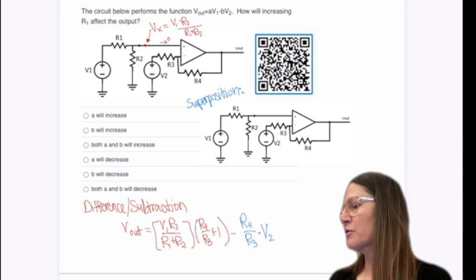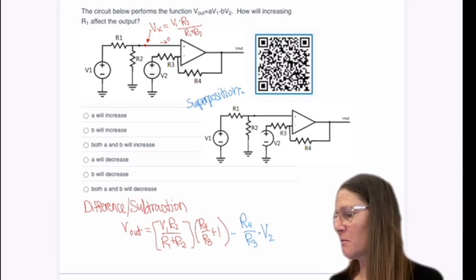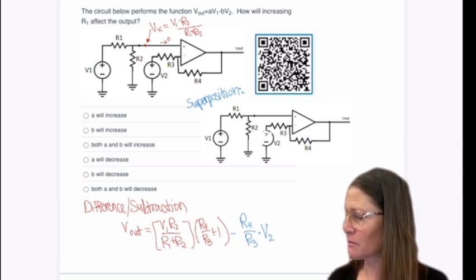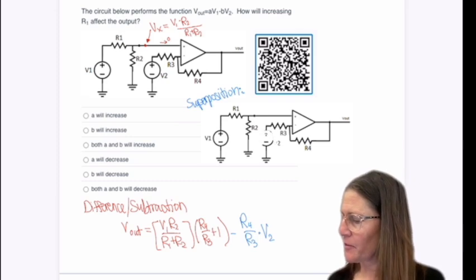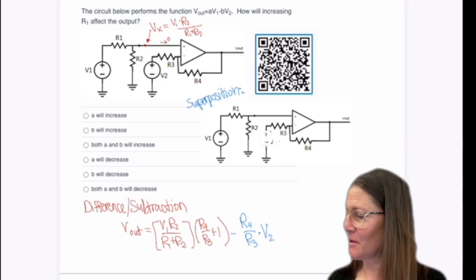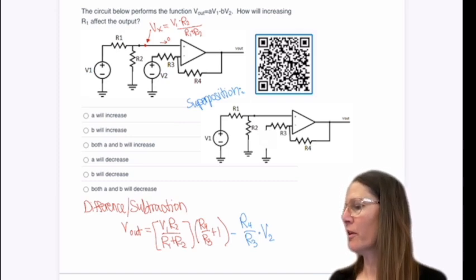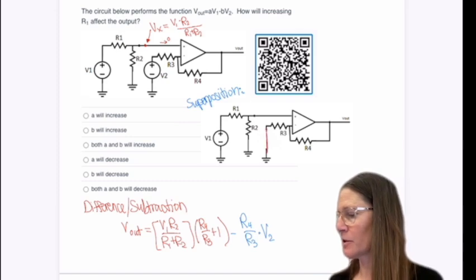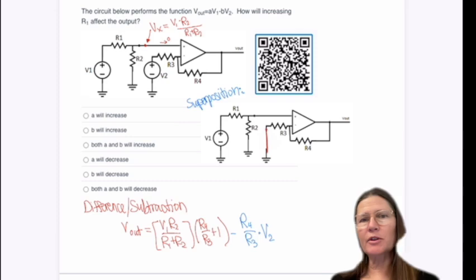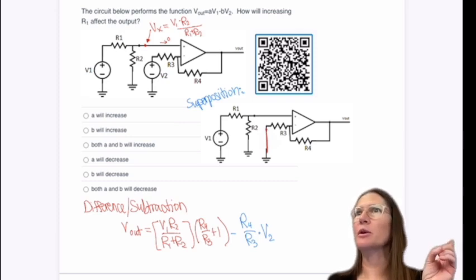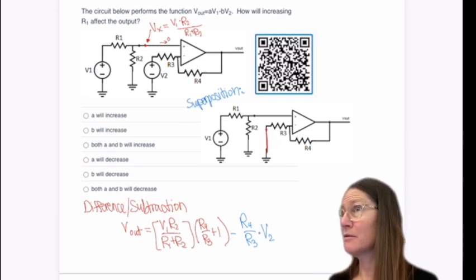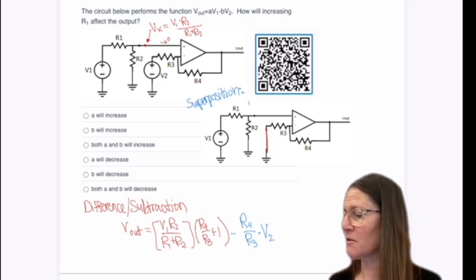if I start with superposition and I remove this source to start, get rid of it, there we go. That would make this a ground here. And then you can see what configuration is this one. There you go. It's a non-inverting.